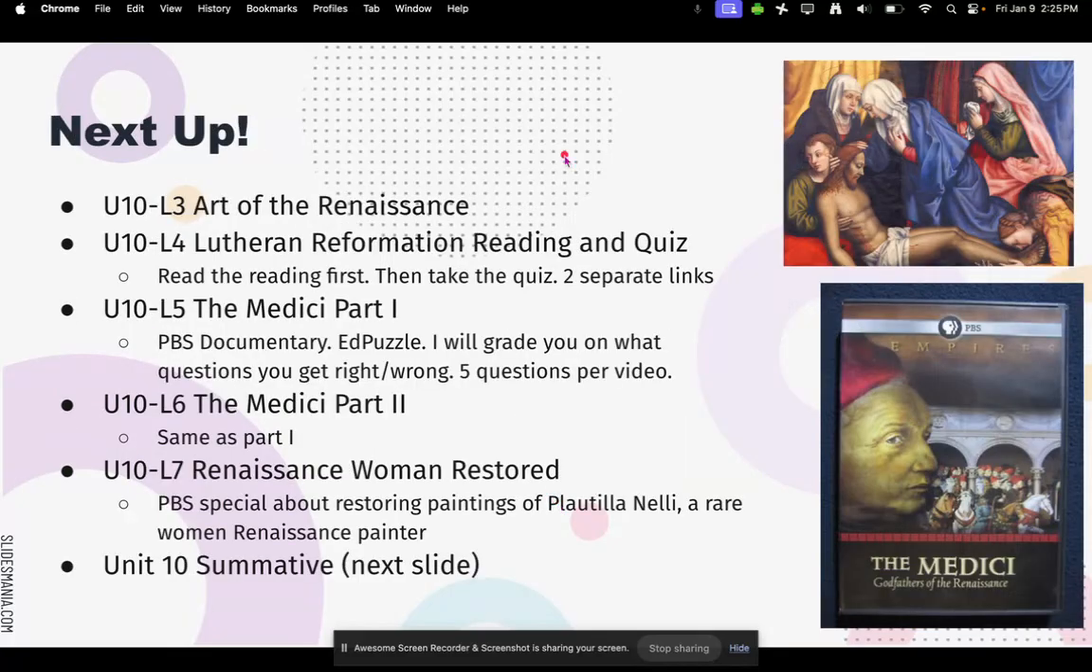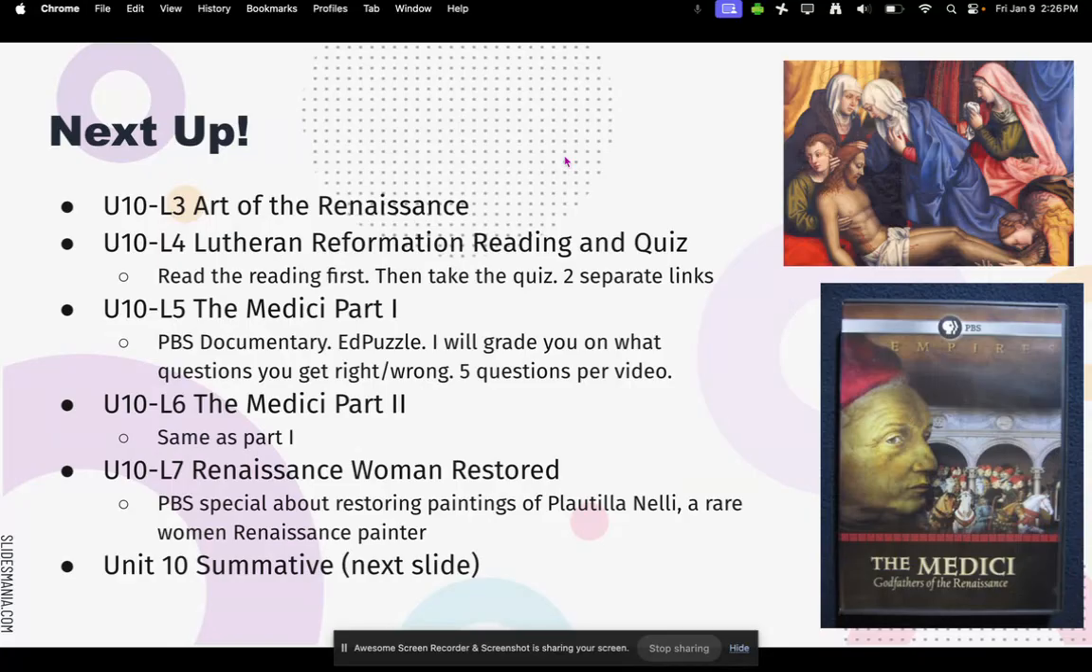Okay, whew, that was a lot, I know. So next up, you're going to do U10-L3, Art of the Renaissance, then U10-L4, Lutheran Reformation Reading and Quiz. You're going to read the reading first and then take the quiz. They're two separate links, but they're in order on the Schoology page. Then you'll do U10-L5, the Medici Part 1. That is a PBS documentary. It's an EdPuzzle. I will be grading you on what questions you get right or wrong. It is 5 questions per video. Then we have the Medici Part 2, which is the same thing as Part 1.